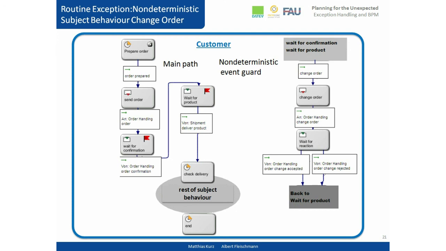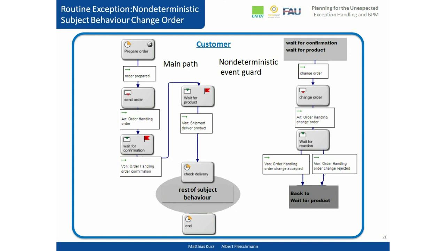The customer can come to the result, change order. This means this transition is possible from here or here. And then the customer sends to order handling the message change order and is waiting for an answer. And if the answer is order change accepted, then the customer continues the process back to wait for product, okay, then he knows the order has been changed and now I'm waiting for the product.